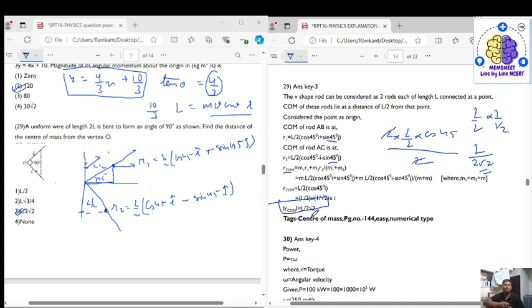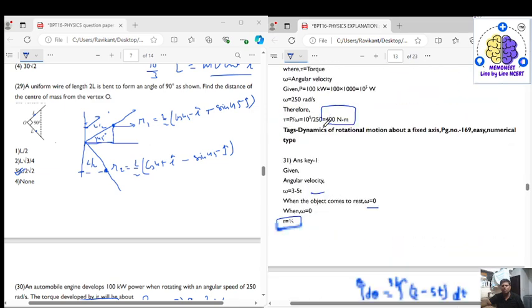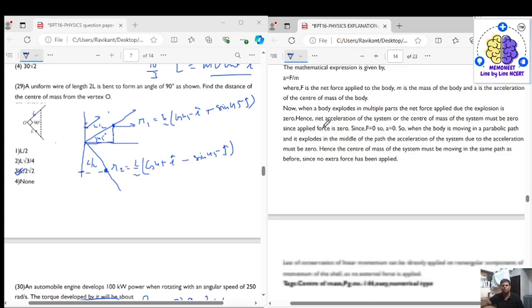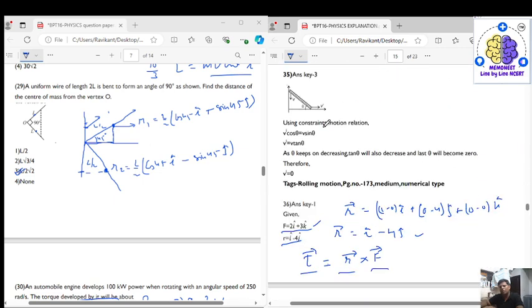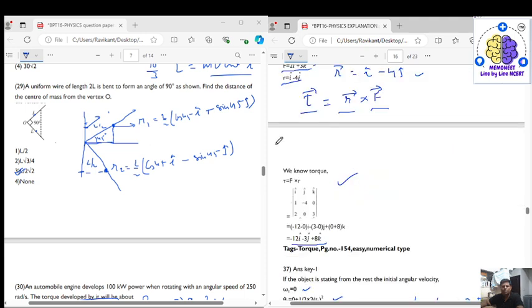So here we end the discussion of all the questions for your BPT 16. I hope you understood all the solutions. If you fail to understand or find anything confusing, please comment in the comment box. That problem will definitely be resolved.